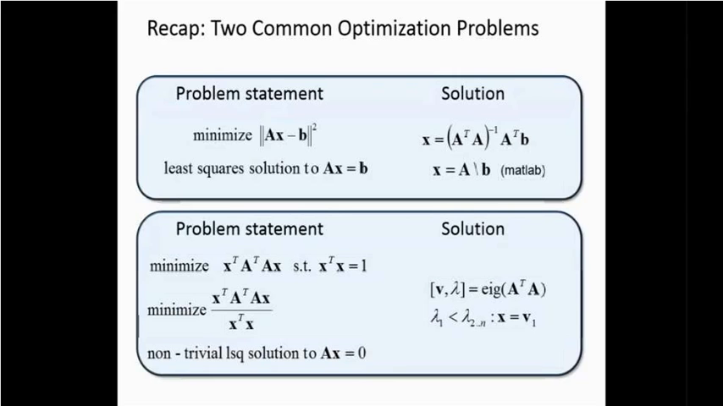Or equivalently, you can say I want to minimize x transpose A transpose A x over x transpose x. That's equivalent because if this is equal to 1, then this is just dividing by 1. But it leads to a different way of deriving the solution. So the solution to this is just that you find the eigenvectors of A transpose A and their corresponding eigenvalues. You would want to use a math package for this, like eig in MATLAB. And then you want to choose the eigenvector that corresponds to the smallest eigenvalue.